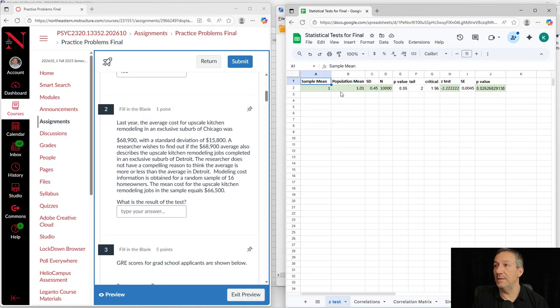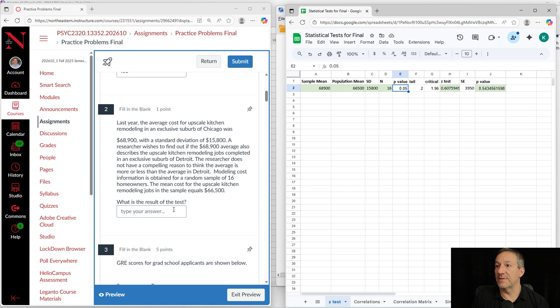So our sample mean is 68,900. The population is 66,500. The standard deviation was 15,800, and our n was 16. Okay, great. So our z-test was a 0.60. If you remember from the z-test, we need to get at least a plus or minus 1.96. So this is not going to be significant.